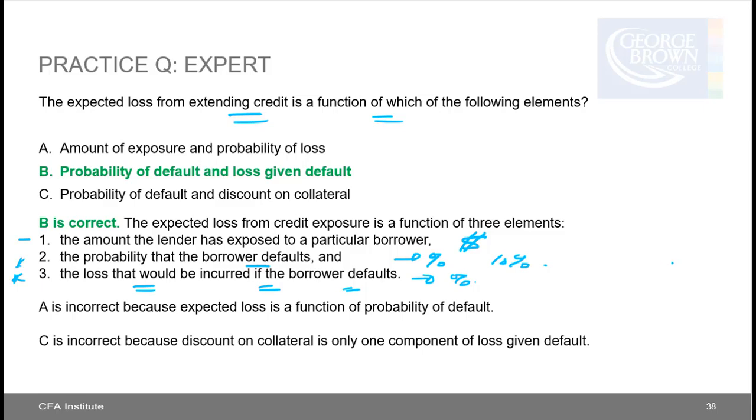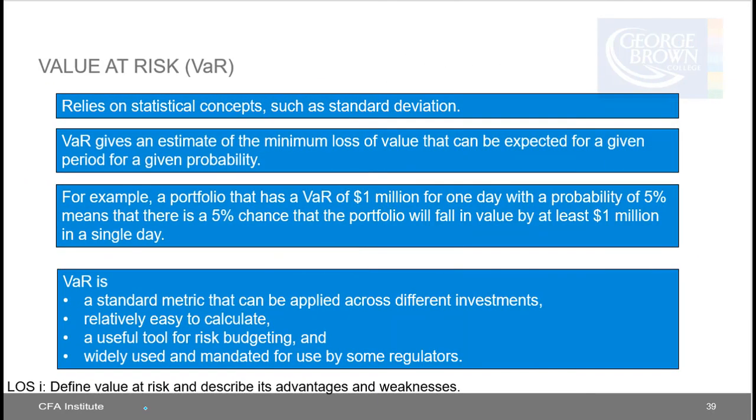Two, probability that the borrower defaults. And finally, three, the loss that would be incurred if the borrower defaults. Now we're down to the last learning outcome statement, the final two slides for this video. And the learning outcome statement is: define value at risk and describe its advantages and its weakness.